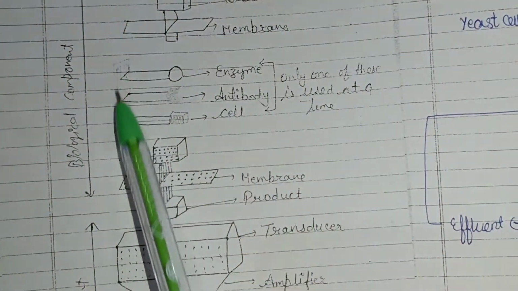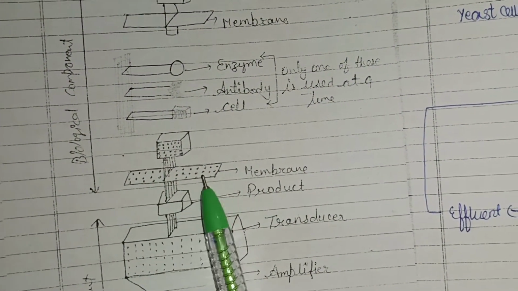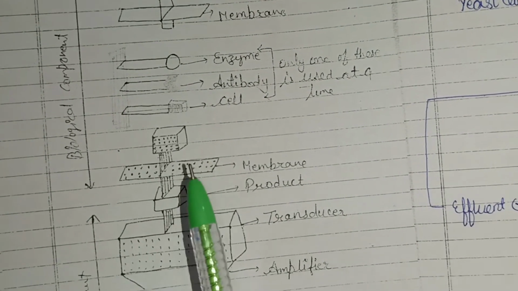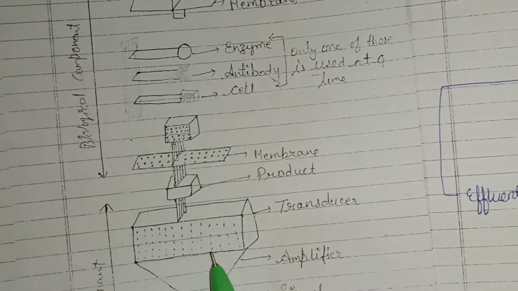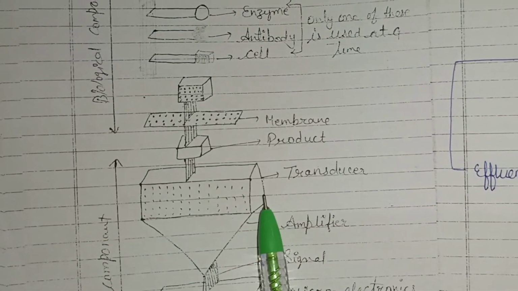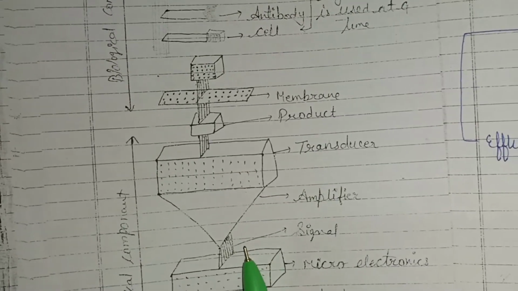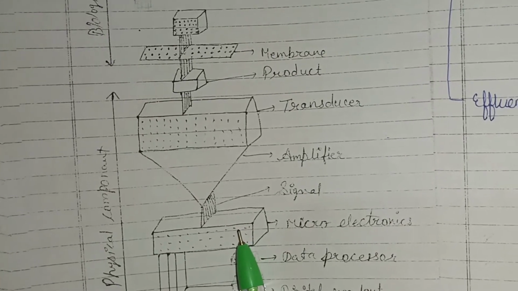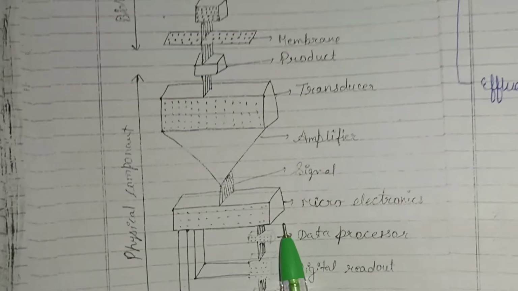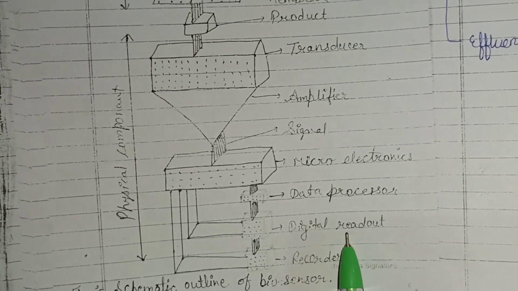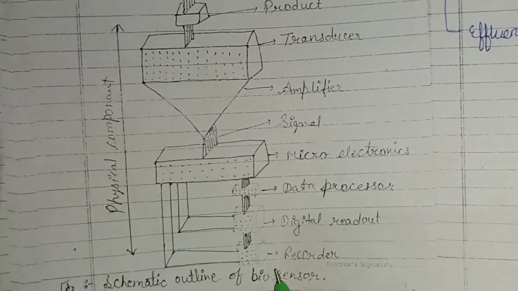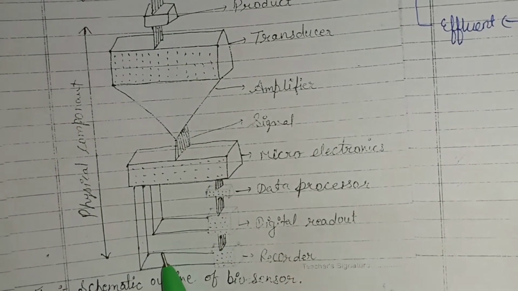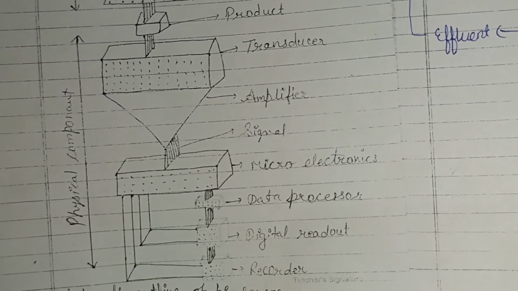So it will comprise the biological component here, again the membrane, and out of these any one is loaded here. Then the product is formed, and then the transducer is used, that is a physical component. Then an amplifier is used which will give the signal, that is microelectronics, a device installed here that will process the data. Then a digital readout is given, and at last the recorder will give the signals or the recorded material. So this is the physical component in case of a biosensor.